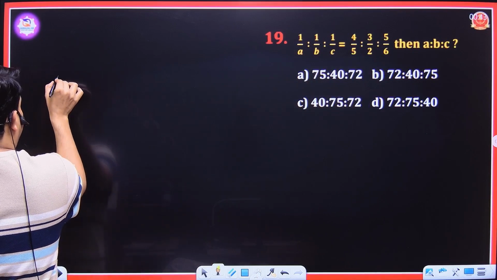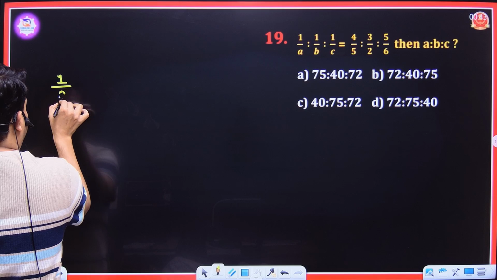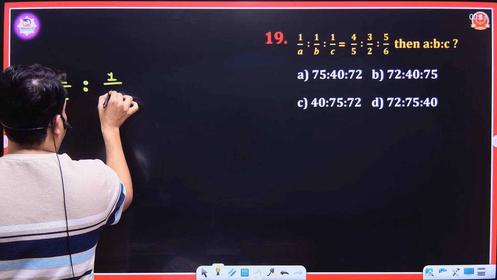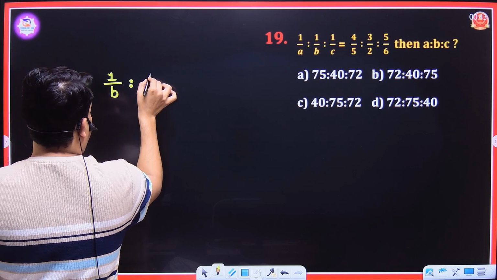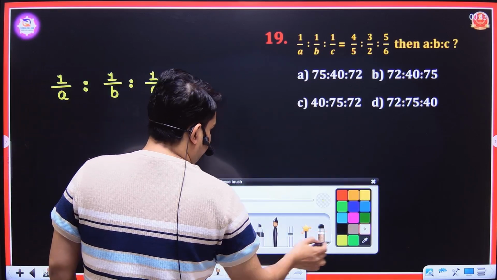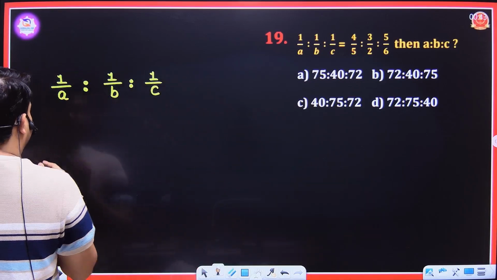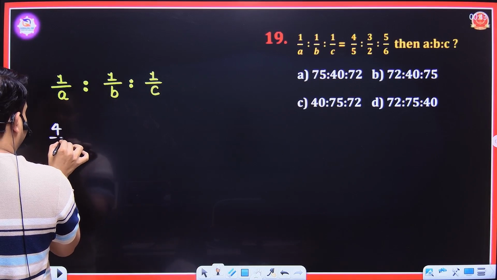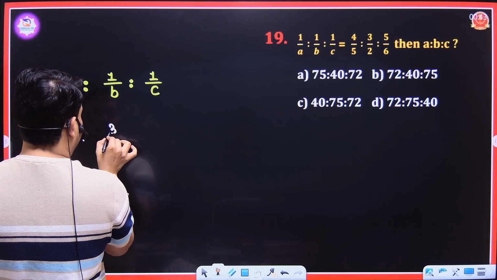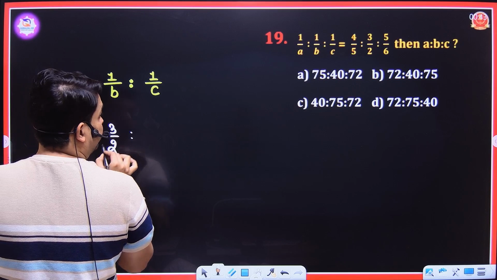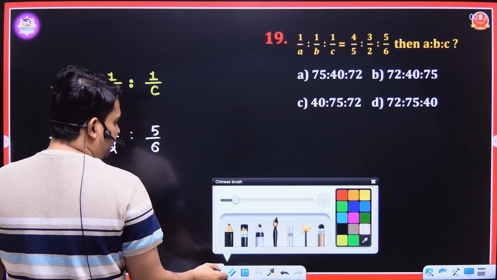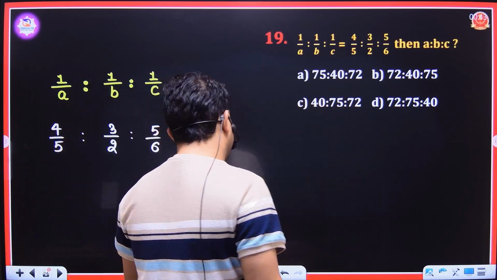What will we do? We will write 1 upon A ratio 1 upon B ratio 1 upon C. First of all, we will simplify this ratio. The ratio is 4 upon 5 ratio 3 upon 2 ratio 5 upon 6. What will we do? We have to make the denominator 1.